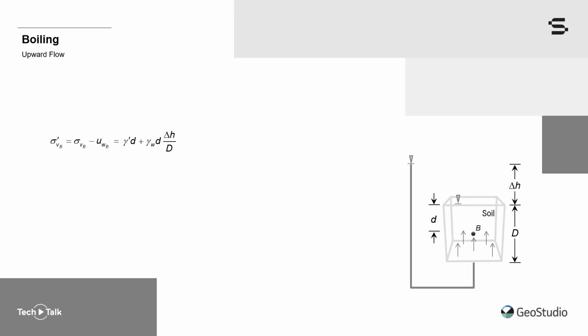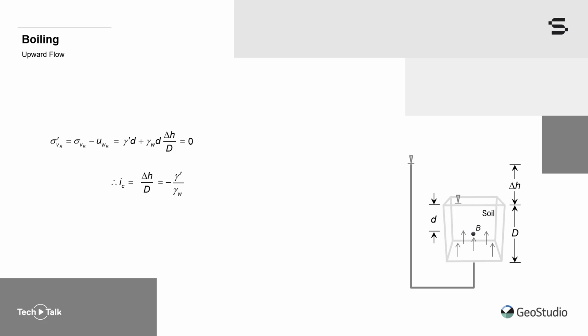If we expand the last term and regroup the first two terms of the equation, we find that the effective stress is equal to the effective unit weight of soil times the depth of the point of interest plus the product of the unit weight of water and the fraction of head loss between the top of the sample and point B. The boiling condition occurs when the effective stress is equal to 0. In applying this constraint, we find that the critical gradient, delta H over D, is equal to minus the effective unit weight of soil divided by the unit weight of water.